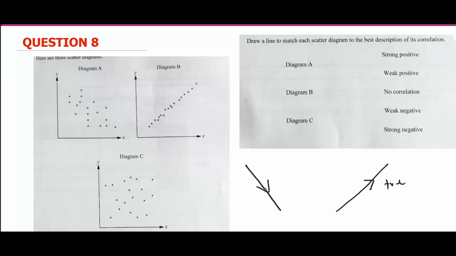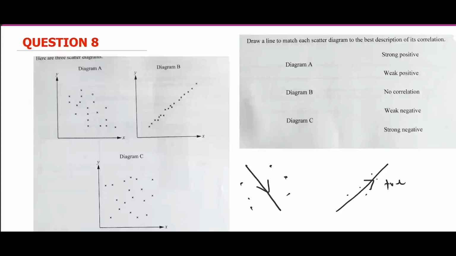That is the first one. The second part is: is it strong or weak? How would you know if the correlation is a strong one or a weak one? It depends on how close the points are to the line. Let's say you have a line here. If the points around it are very close like this, then it will be a strong one. But if they are far away from the line, then you say they are weak.